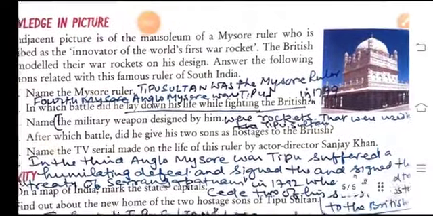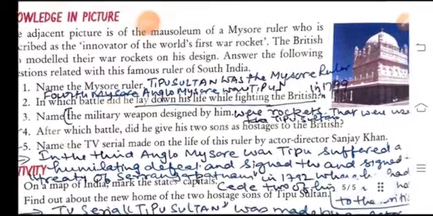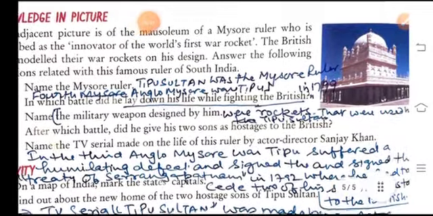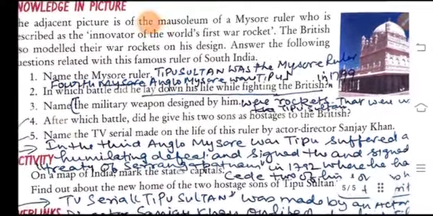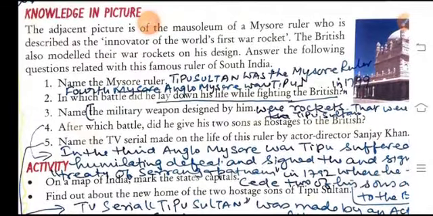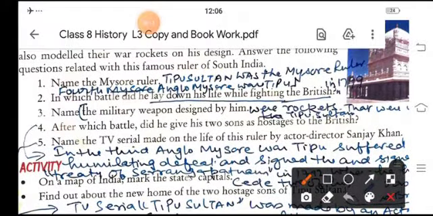Now, see the picture. Name the Mysore ruler. Tipu Sultan was the Mysore ruler. Second, in which battle did he lay down his life? It was Tipu Sultan, Fourth Anglo-Mysore War. Then name the military weapon. The military weapons were rockets. Fourth, after which battle? It is written here.